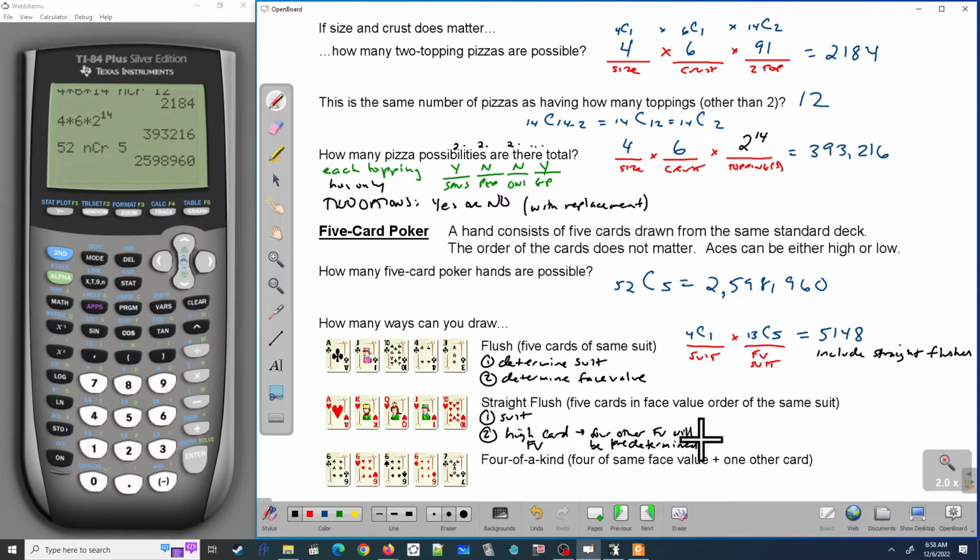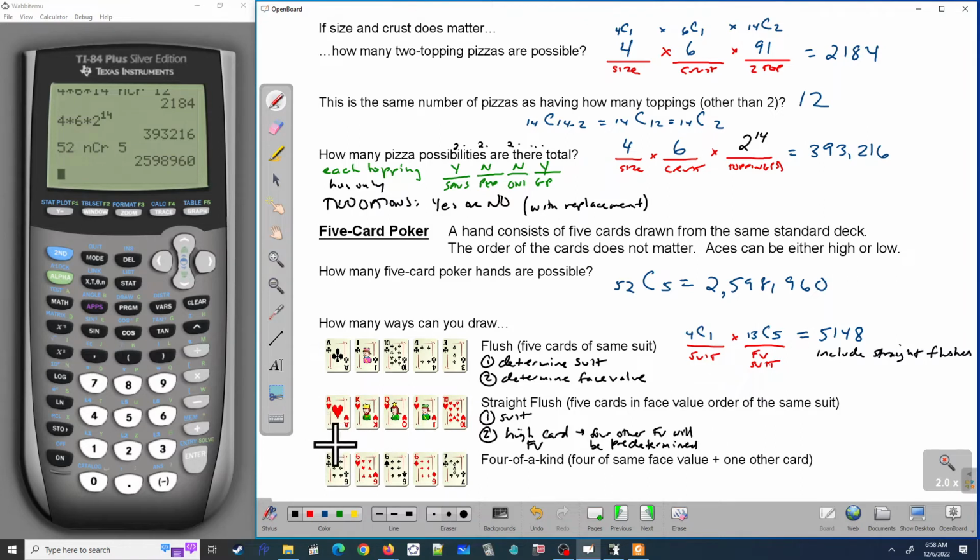So let's just say I've decided that I'm going to have 7 be my highest face value. Well, if that's going to be my highest face value, then I know I have to have a 6, and I know I have to have a 5, and I know I have to have a 4, and I know I have to have a 3. Therefore, I really only have one choice for those cards. It's going to be 6, 5, 4, 3. Because if I said 7 is the high card and it's a straight, it's just the way it is.